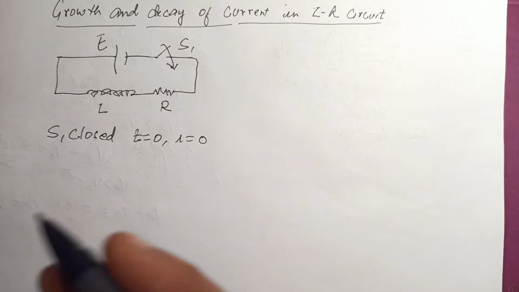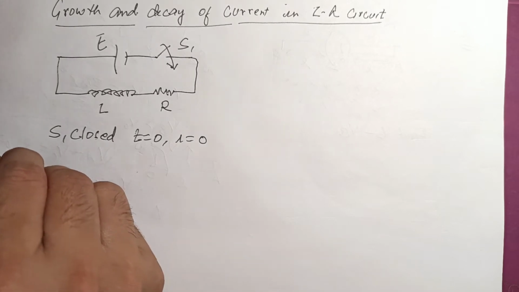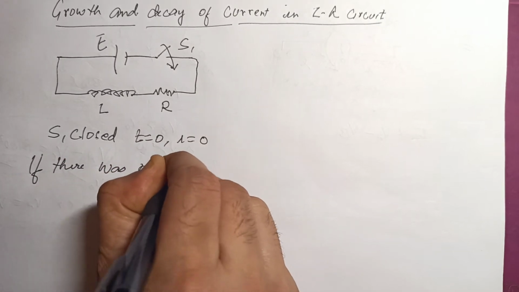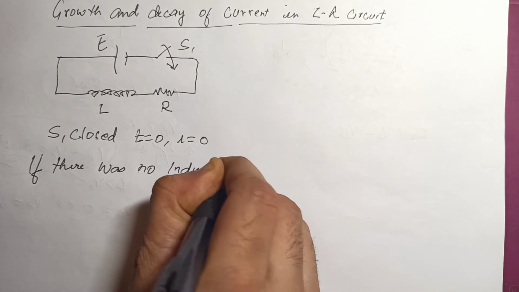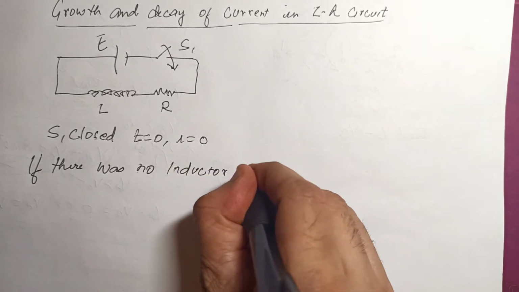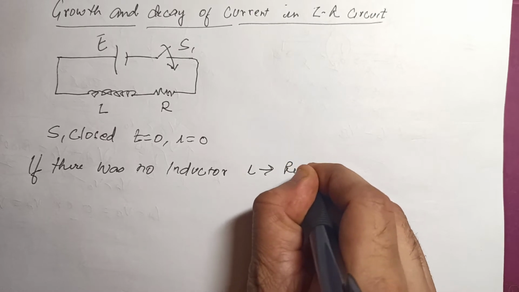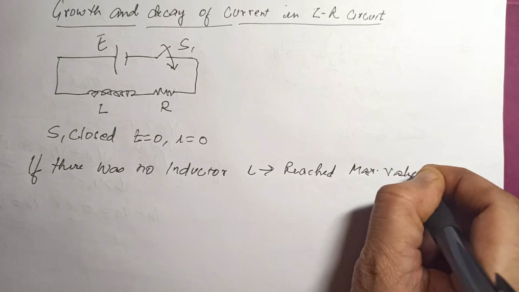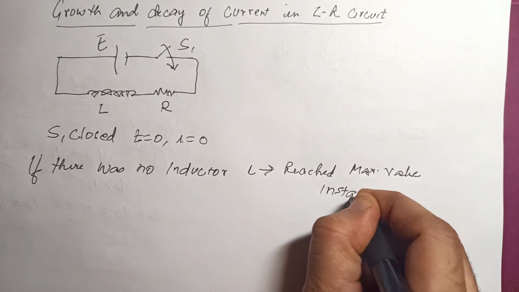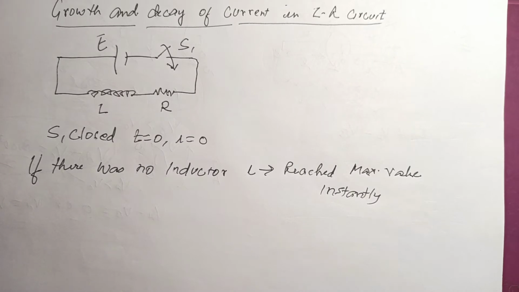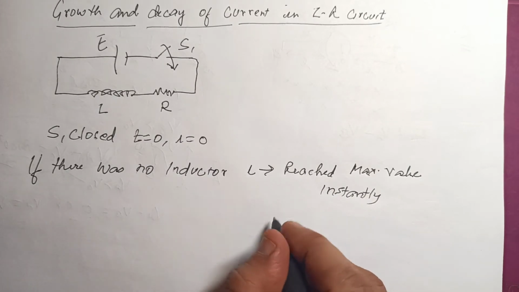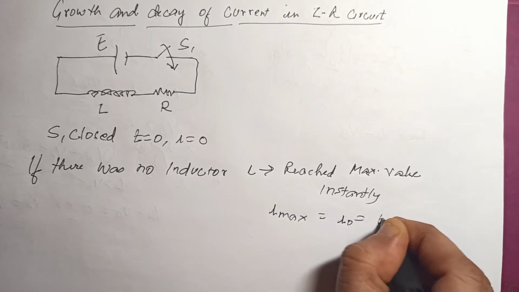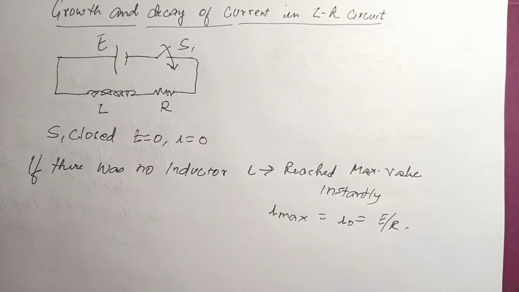So let me write it. If there would have been no inductor, then I would have reached maximum value instantly. Okay, so in that scenario we could have said that I max is equal to I naught, E by R. Okay, but that is not the situation.